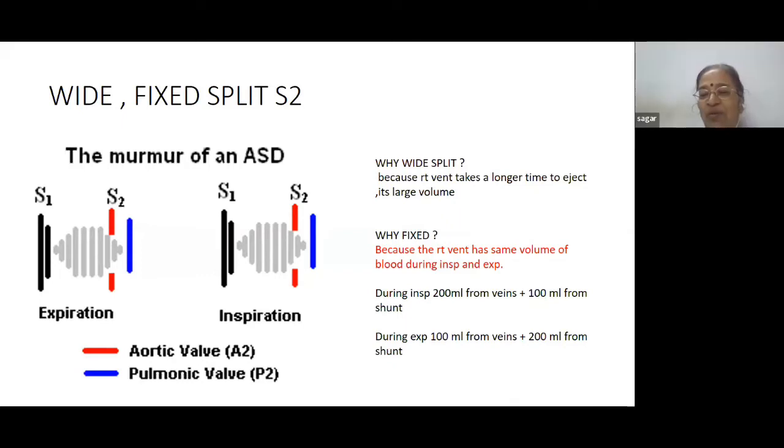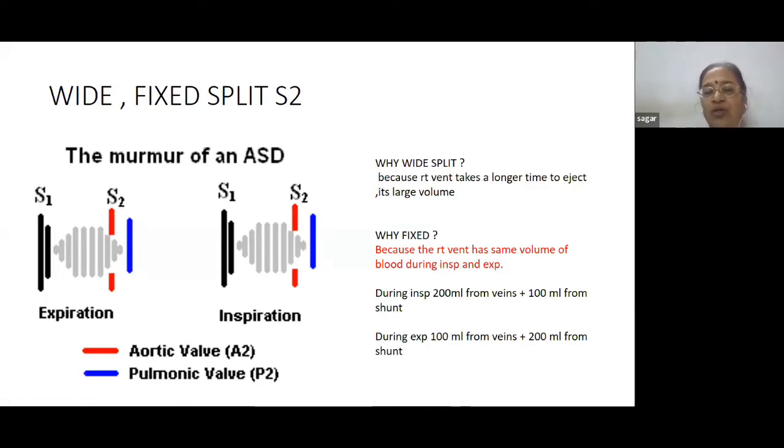Okay, so the total amount of blood in the right ventricle remains the same during inspiration and expiration. Normally, you would have had this variation, right? You would have had more blood during inspiration, less blood during expiration. So P2 would have closed later during inspiration and earlier during expiration. But now you have a shunt that is complicating the picture. So when you get more from the veins, you get less from the shunt. When you get less from the veins, you get more from the shunt. So the total right ventricular volume of blood in inspiration and expiration remains the same.